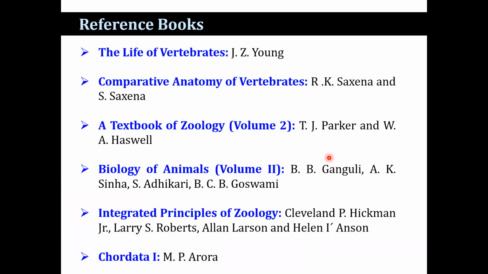And these are the reference books. The maximum portion of my lectures is collected from the famous book Integrated Principles of Zoology, Hickman et al. The other reference books are, mainly for the classification scheme, Young, The Life of Vertebrates, and others: Comparative Anatomy of the Vertebrates, Saxena and Saxena; A Textbook of Zoology, Parker and Haswell; Biology of Animals, Ganguly, Adhikari, Sinha and Goswami; and Chordata 1, Arora also.